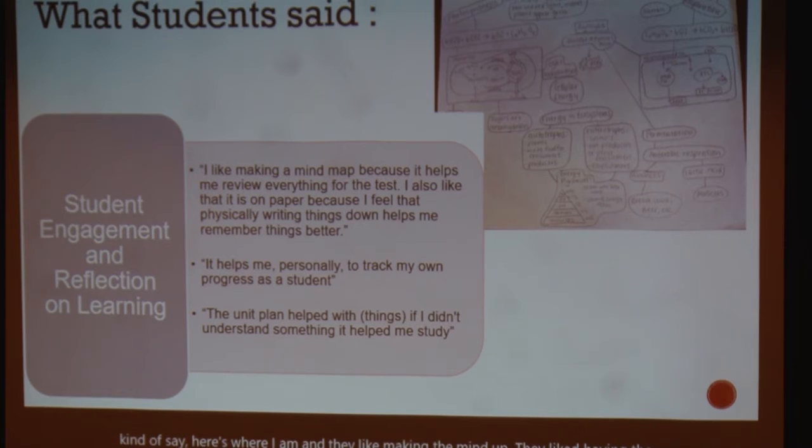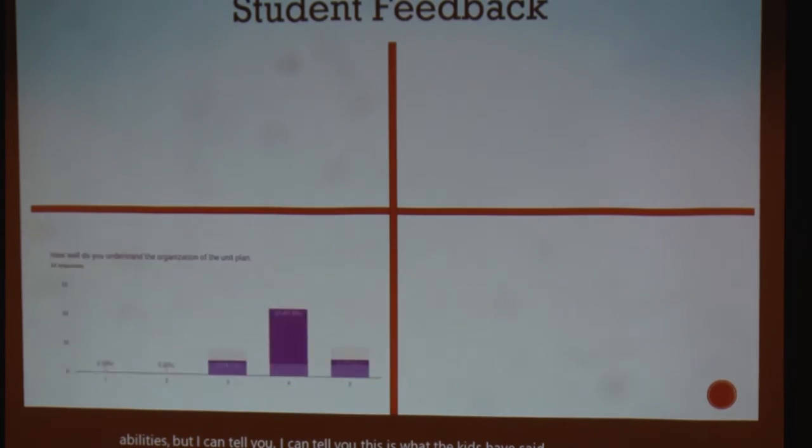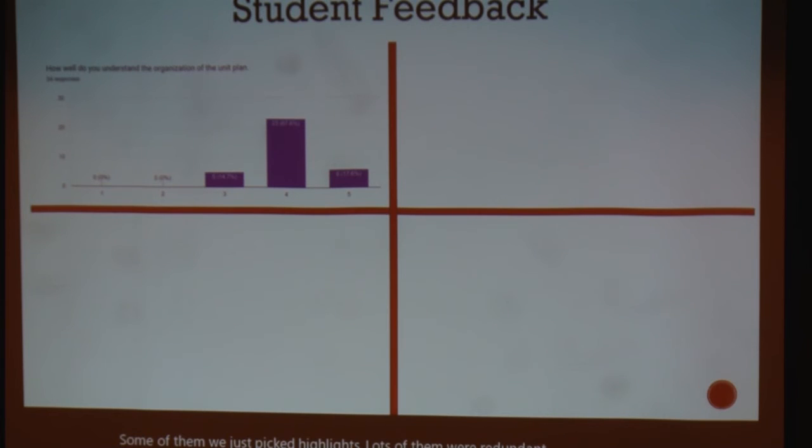This was her co-taught room. So I can't tell you which were students who had differing abilities, but I can tell you this is what the kids had said. Some of them. We just picked highlights. Lots of them are redundant. So overall, the student feedback, how well do you understand the actual unit plan organizer? Well, that was the results. No one didn't. By the end of the year, no one didn't understand it. And she implemented for 6 months, from January to June.